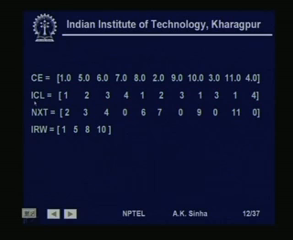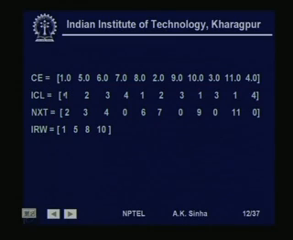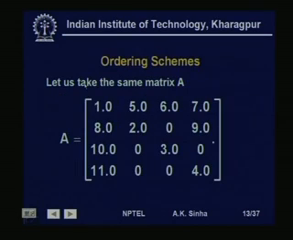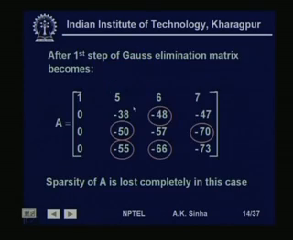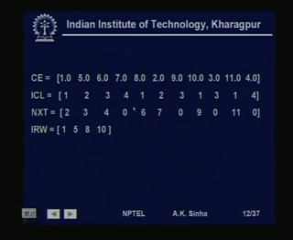Now, this array ICL is an array of integer numbers. It identifies the column number for these elements, and the size of this array is same as the number of non-zero elements in the matrix. So, ICL corresponding to the first element is 1, indicating this is in column number 1. The element number 2, which is 5, is in column number 2. So, ICL is 2.